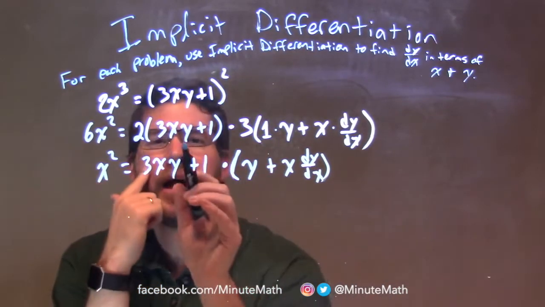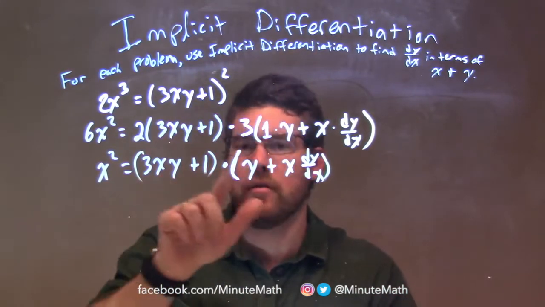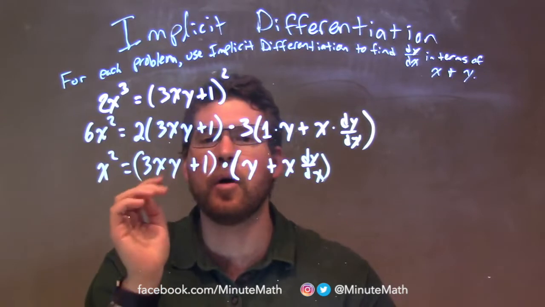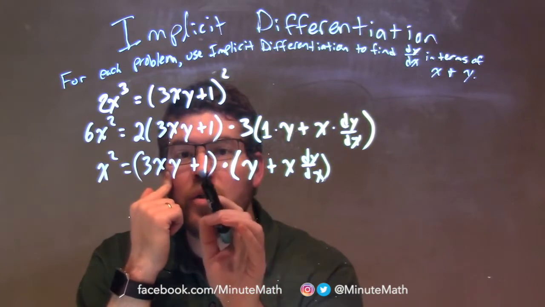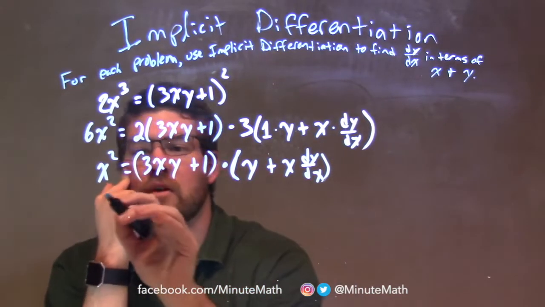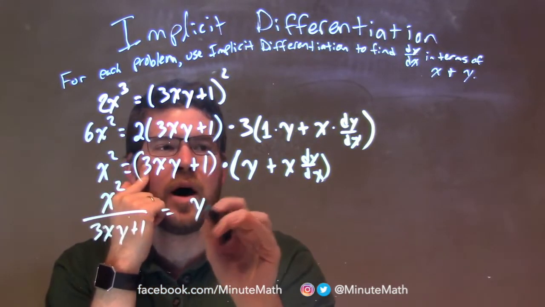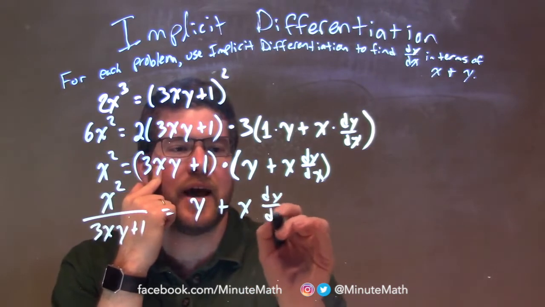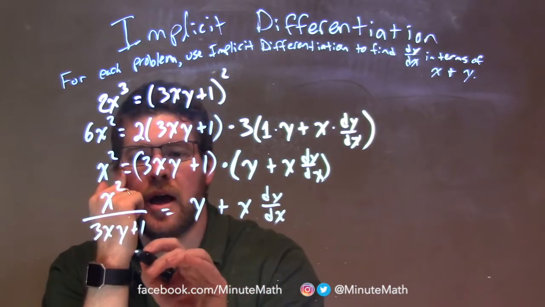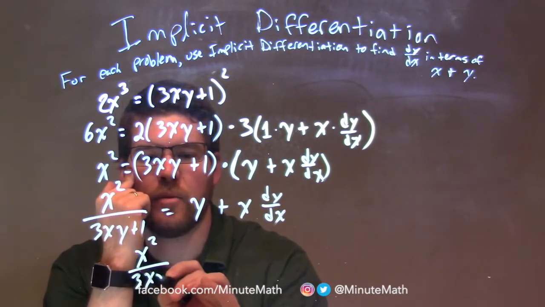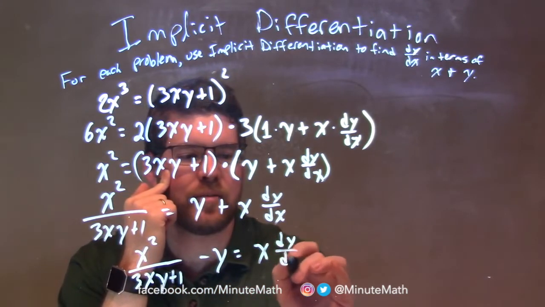So let's bring everything over to the left. Now, this 3xy plus 1, all of that is together. I forgot to put parentheses there, because we're multiplying all of that by this. So to do that, I'm going to divide by, well, this was a little tricky, 3xy plus 1. So we have x squared over 3xy plus 1 equals y plus x dy dx. Now, subtract y from both sides. So we have x squared over 3xy plus 1 minus y is equal to x dy dx.